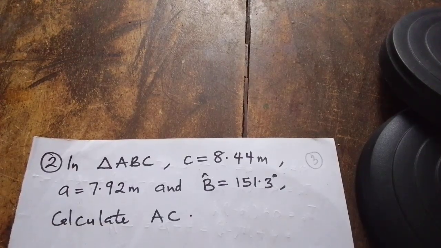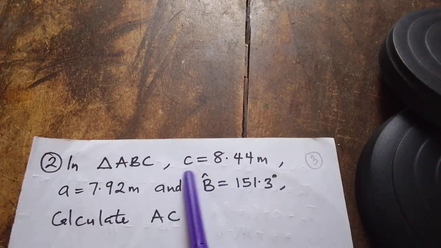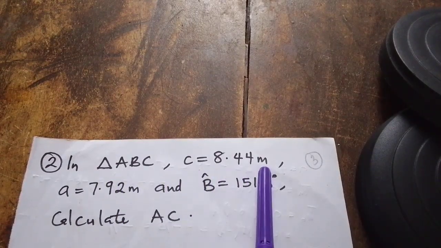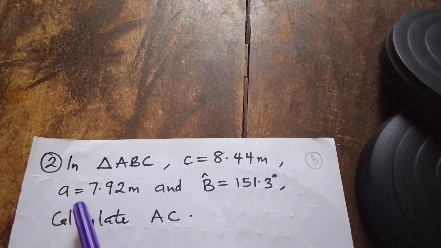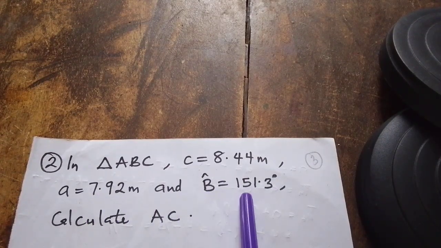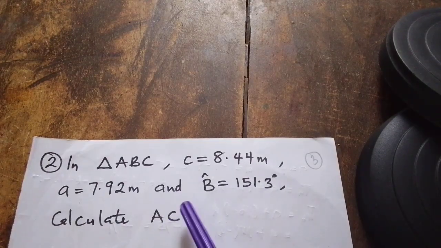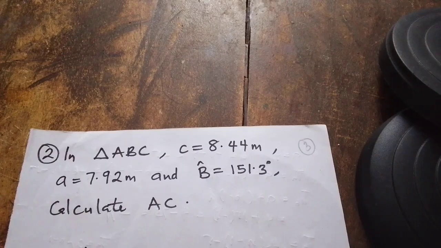Now let's read the second example. We are told that in triangle ABC, side c is 8.44 meters, side a is 7.92 meters and angle B is 151.3 degrees. Calculate AC. So first of all, let's try to draw a triangle.